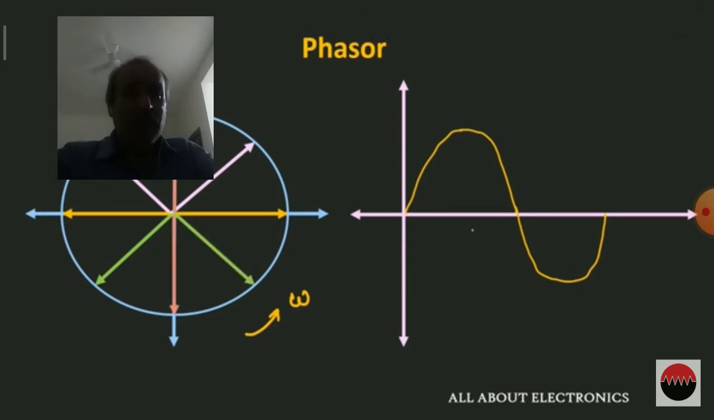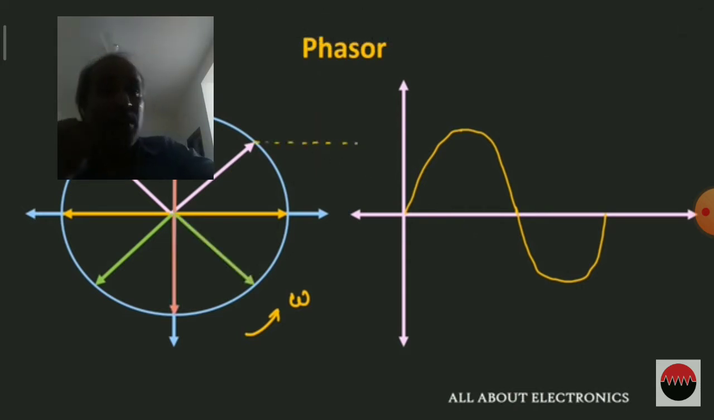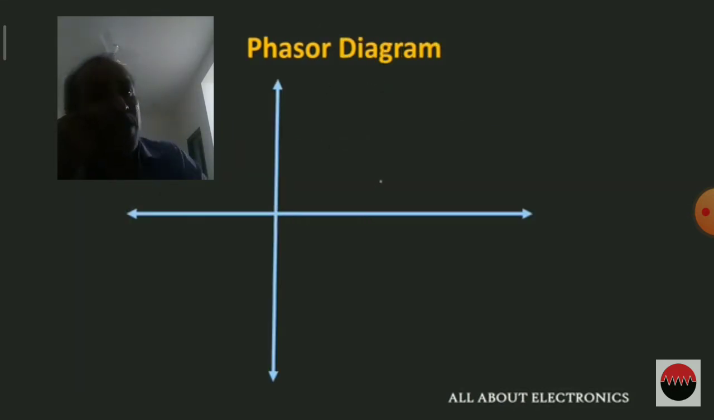If the vector rotates 360 degrees with the angular velocity omega, it completes one cycle of a sine wave. The diagram shows clearly that it completed one cycle. So at any instant of time, the projection of the amplitude of the voltage gives the instantaneous voltage. This is a phasor diagram. Now let's see an example of the phasor diagram.